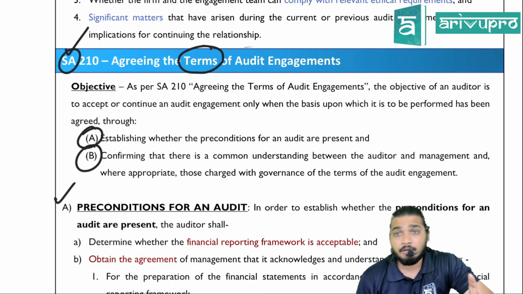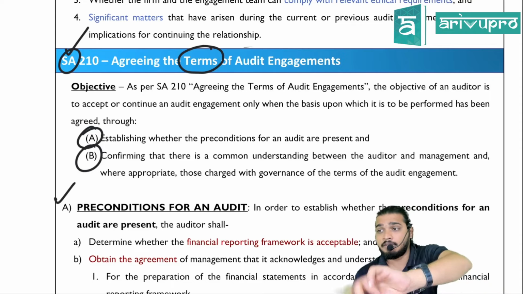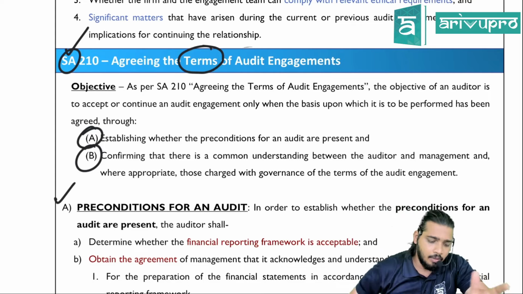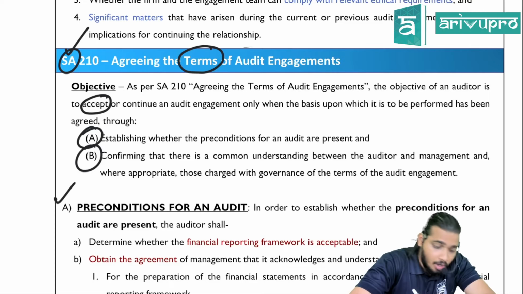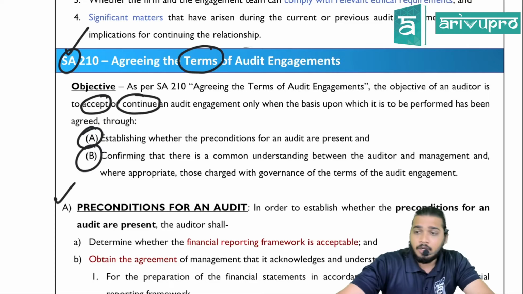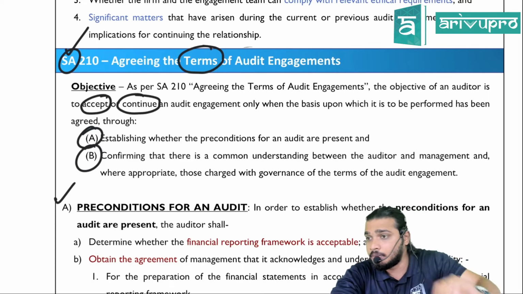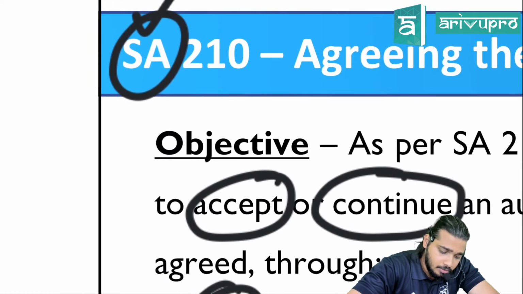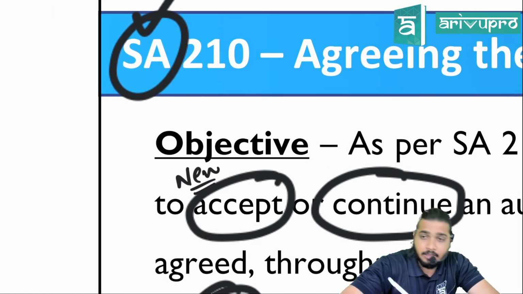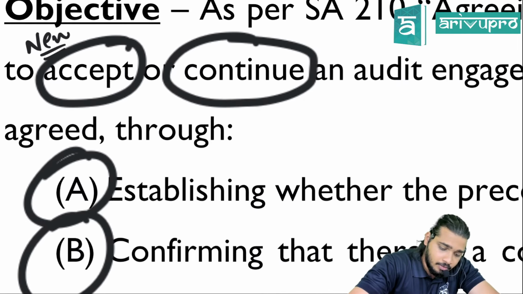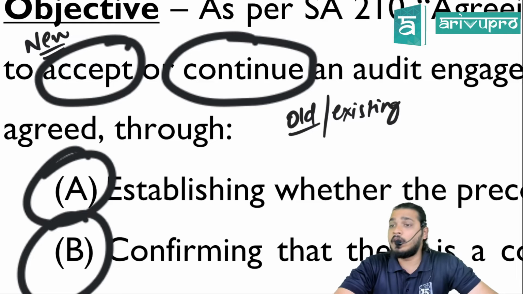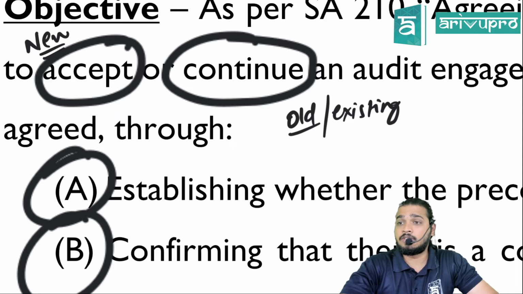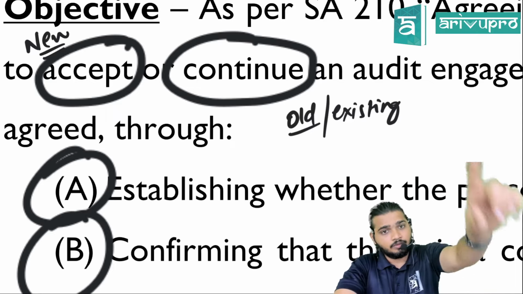Okay? Right. What is the objective of this standard? Objective of audit is different. Objective of every standard is different. What is the objective? The objective is to accept or continue. Now, where will these come? Accept means new engagement. Continue means old or existing. So whenever a new client comes and asks, sir, will you take up the audit? SA 210 comes into the picture.